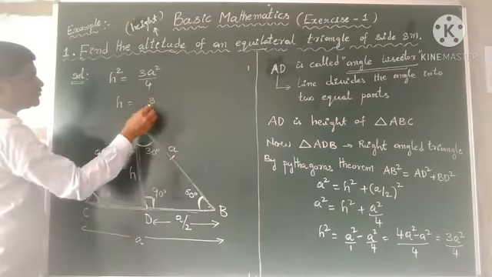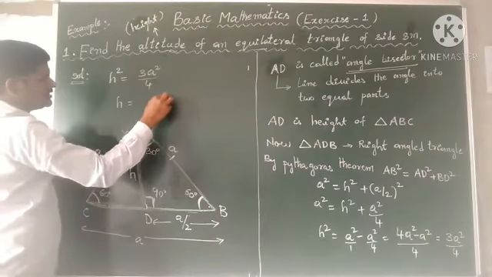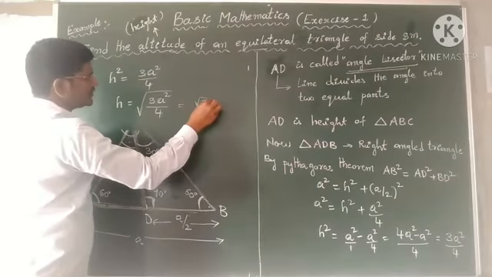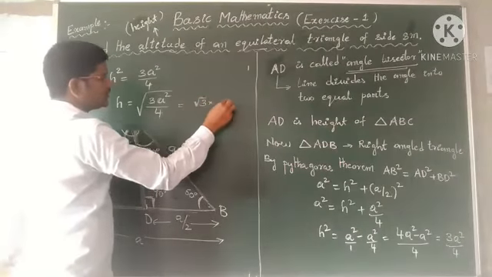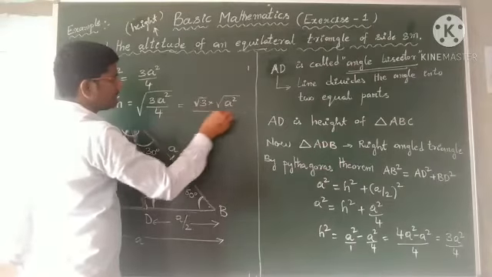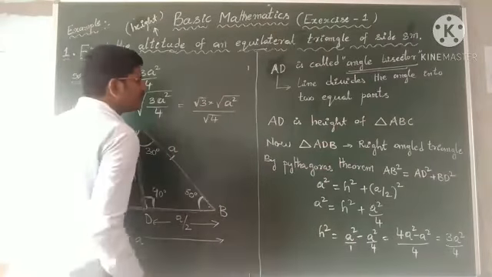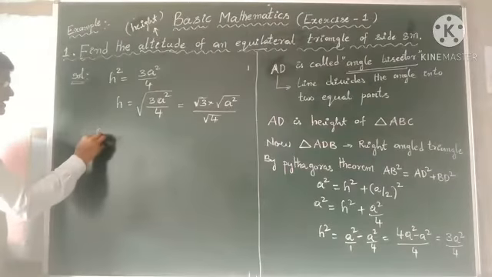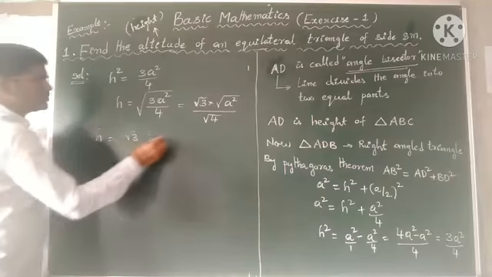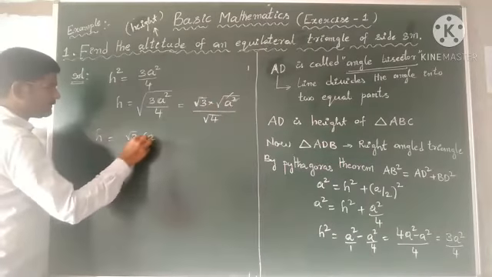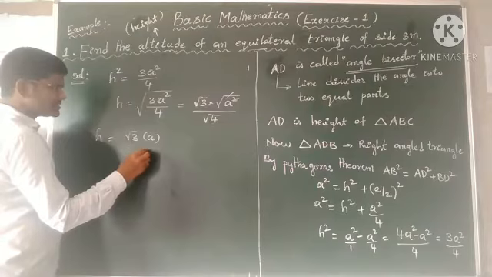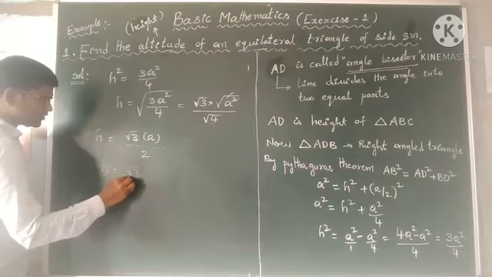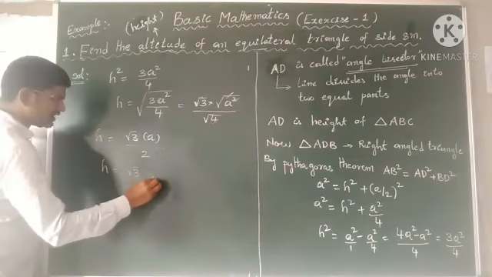Then h is equal to the root of 3a square by 4. Then root 3 into root a square by, what will you write, my dear students? Root 4. So write it root 4. Then height of the triangle: root 3 into a, the square and root get cancelled, and root 4 is 2. Then height of an equilateral triangle is root 3 by 2 into a.